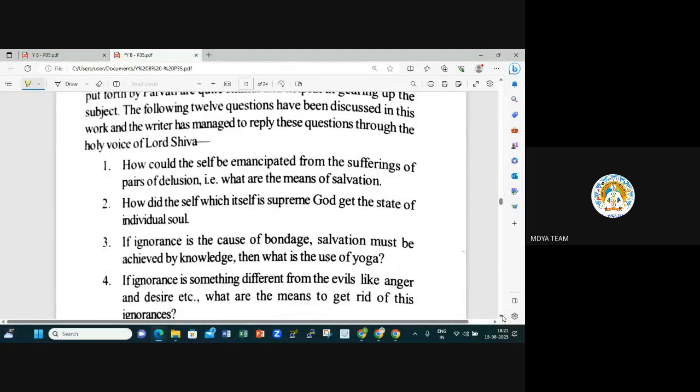Then the second question: how did the self, which itself is the supreme God, get the state of individual soul? Okay, how did the self, the Atma, which is itself the supreme God, if we are talking about the supreme God, then the self is itself the supreme God, then how does it get the state of individual soul? That will be discussed later as we go through it. Just try to remember the questions.